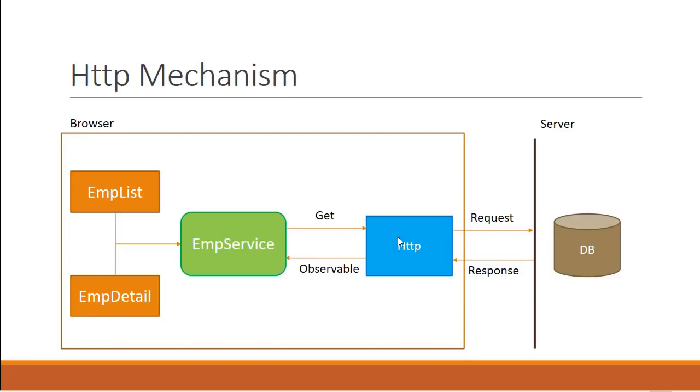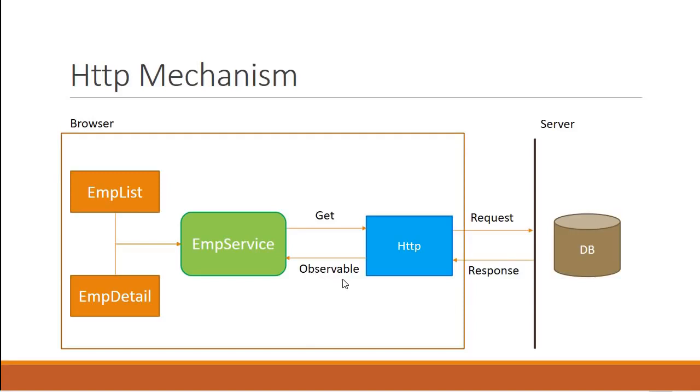The HTTP GET request will hit a web API or a web service which will fetch the data from a database and send it back as an HTTP response. The response we get back from the HTTP call is an observable. Now the employee service needs to cast this observable into an array of employees and then return the same to the employee list and employee detail components. So the HTTP mechanism is just two steps. First step, send the HTTP request. Second step, receive and process the HTTP response.